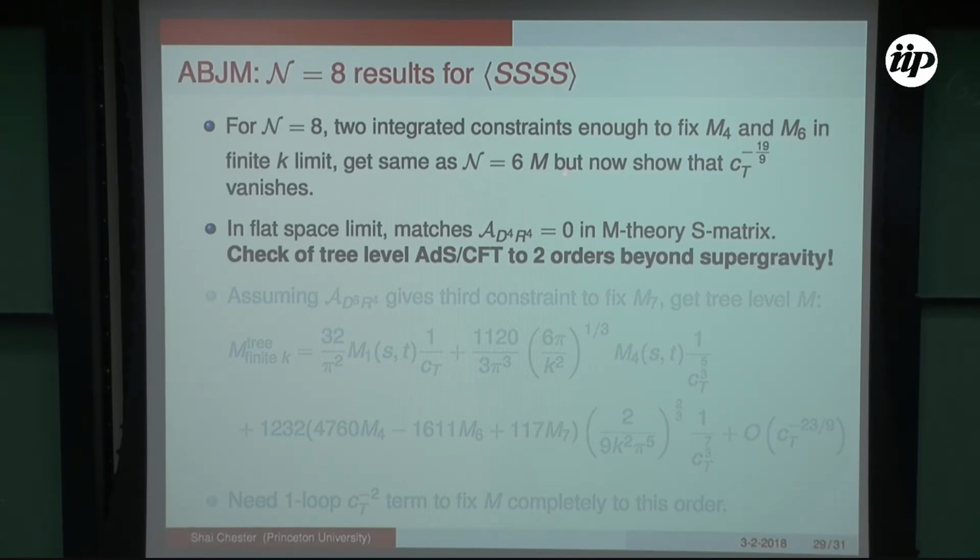But that's not obvious. Because if you looked at the allowed counterterms, D^4 R^4 is allowed by supersymmetry. And it only vanishes due to this localization constraint. If you didn't have the localization constraint, you wouldn't have known it vanished.